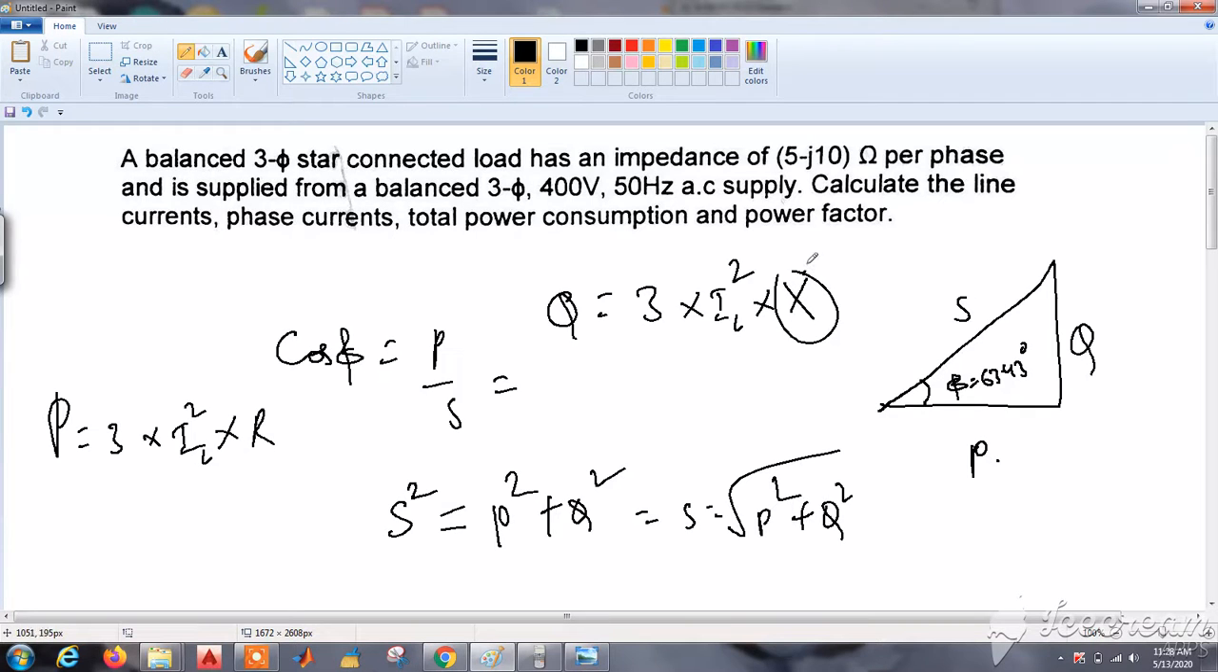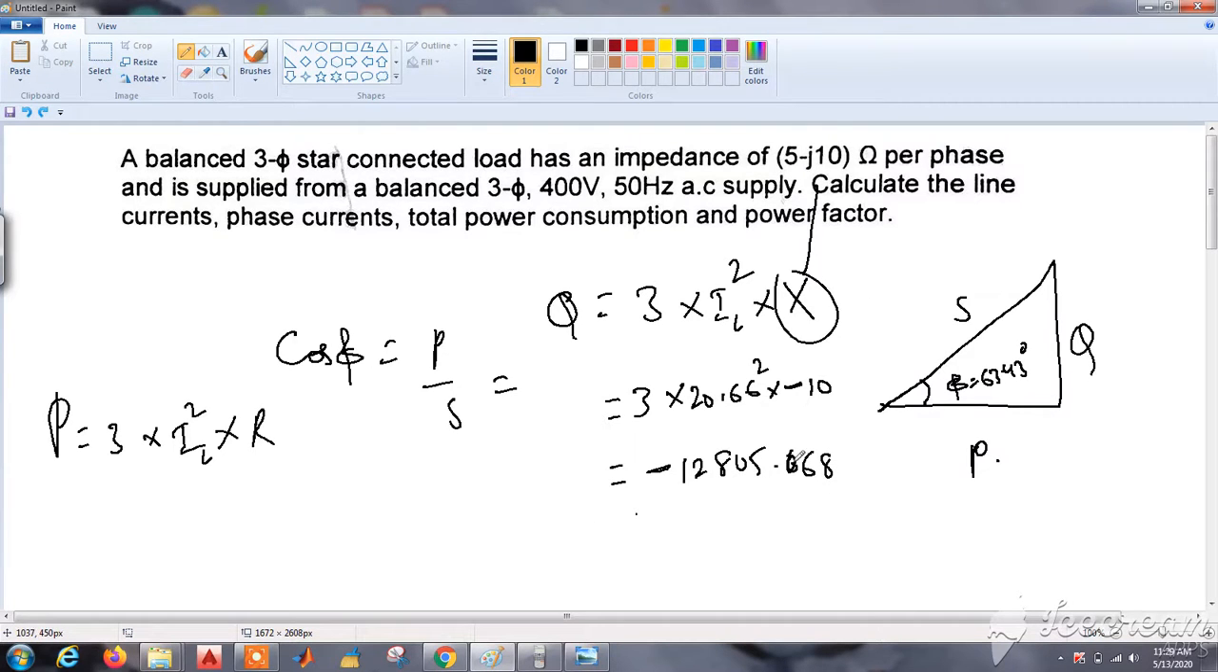So what is X here? Minus j10. So 3 into 20.66 whole square into minus 10. No need to take the j. So we are getting minus 12805.068, and the units are VAR, volt ampere reactive, the units of the reactive power Q. So why is this minus? This is minus because it is in leading condition, leading kVAR, because the capacitive reactance is present.